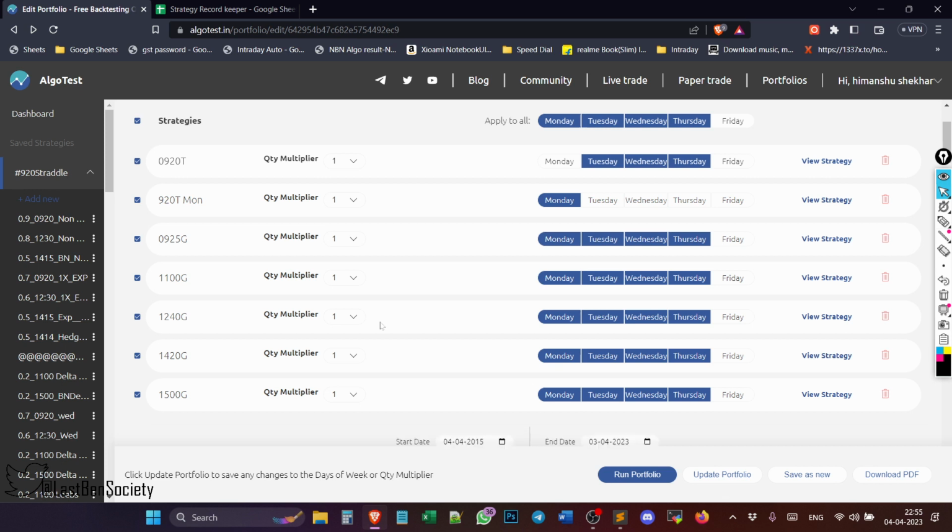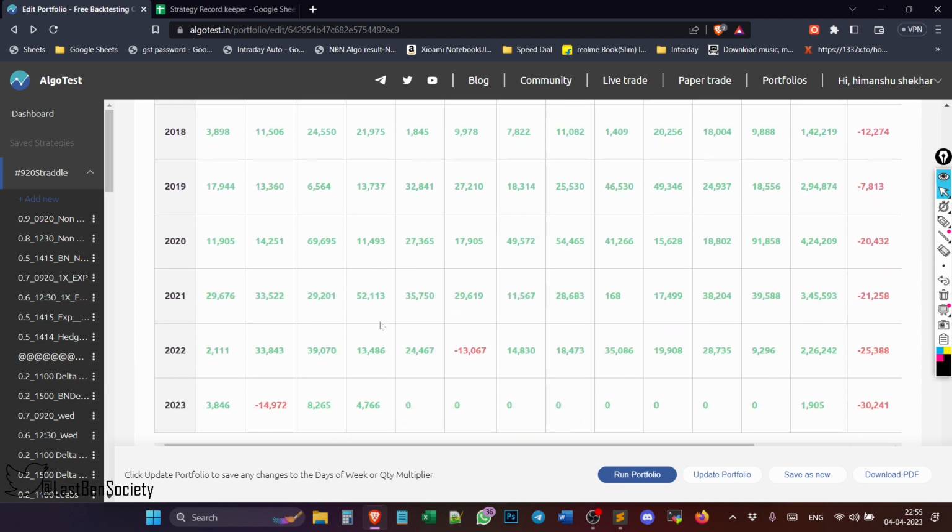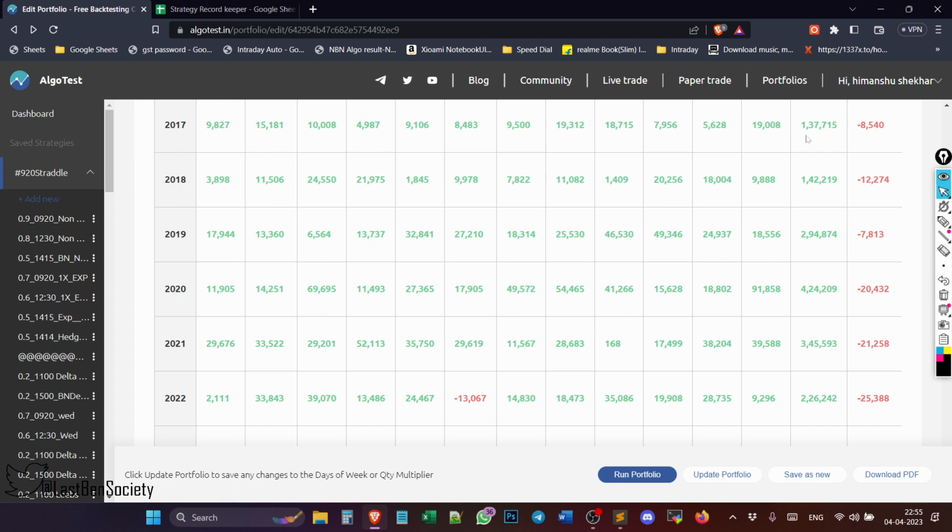Okay, now per year return, as we can see, let's not consider these. Let's consider these two values. So for 4 lakhs, it's almost close to 1,40,000. That is around 30%. That's very bad.